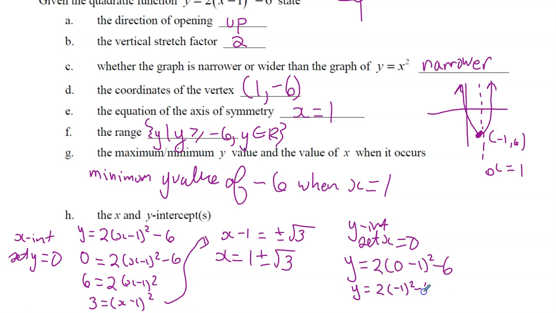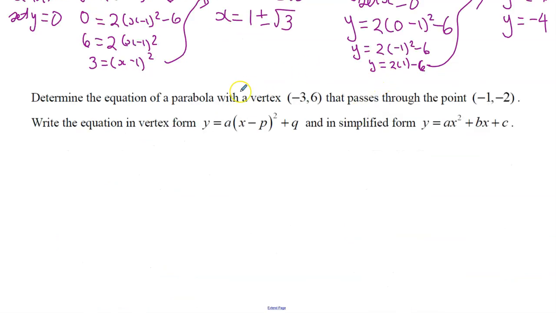Negative 1 squared minus 6. So negative 1 squared is 1. This would be 2 times 1 minus 6. So 2 minus 6, and y is equal to negative 4. So the y-intercept will be here at negative 4 if I had to label it. There it is, all nicely labeled, and that is a quadratic. And speaking of quadratics, here's another one.